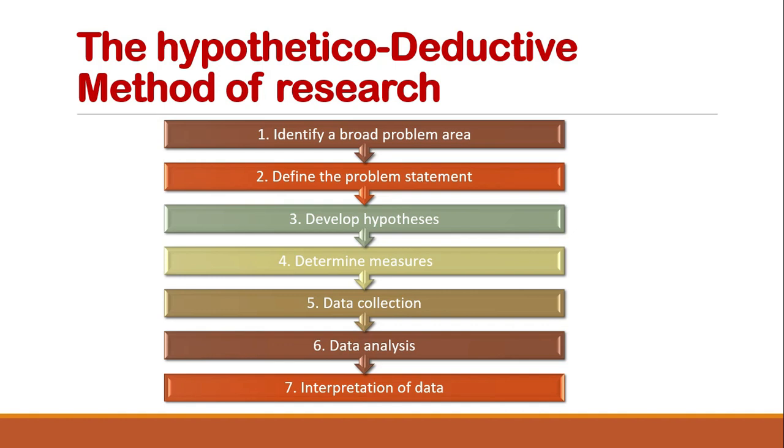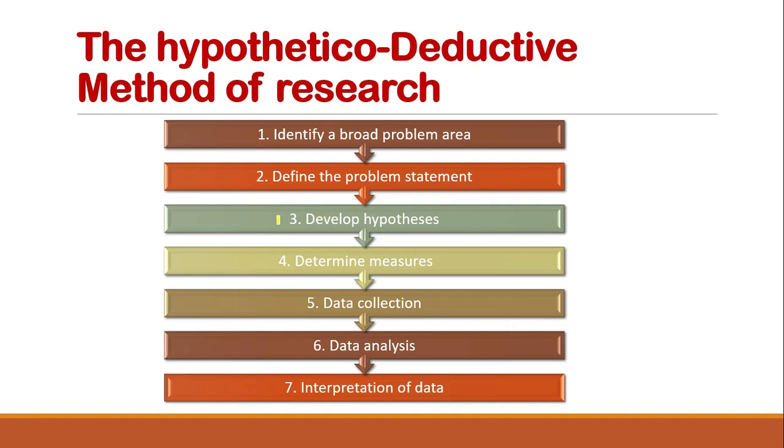The second step is to define the problem statement, which we will discuss in detail in our next lecture. This is important because a scientific research always starts with a definite aim or purpose, and a problem statement basically states the general objective and research question of the research.